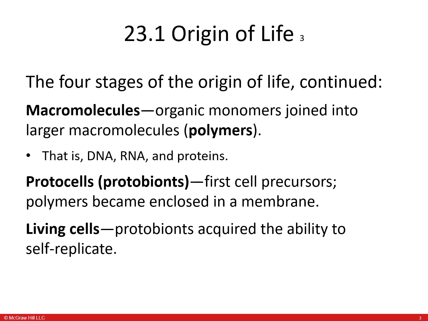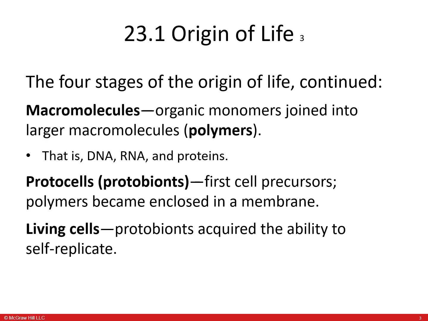Organic monomers are joined together to make what we call polymers. So polymers are basically a bunch of monomers that are bonded together by chemical bonds. An example of a polymer would be DNA and RNA. Both of those are made out of a bunch of nucleotides that are bonded together. And when it comes to proteins, you have the amino acids that are bonded together in order to make a protein. So the protocells, those were the first cell precursors.